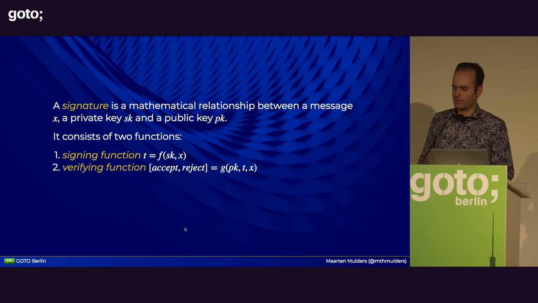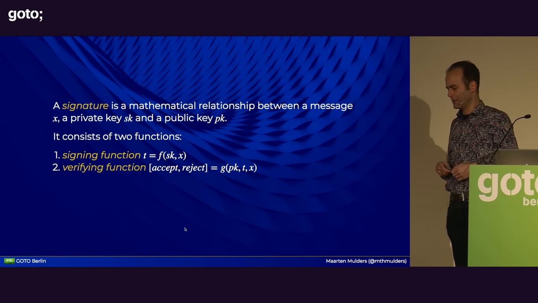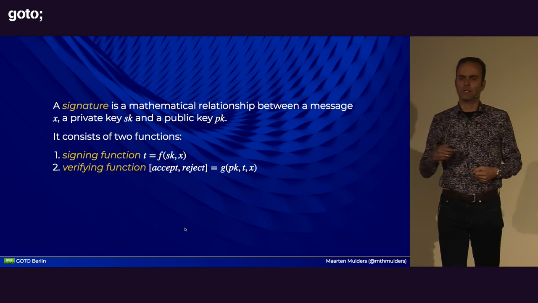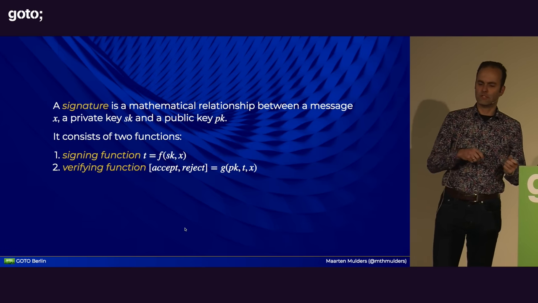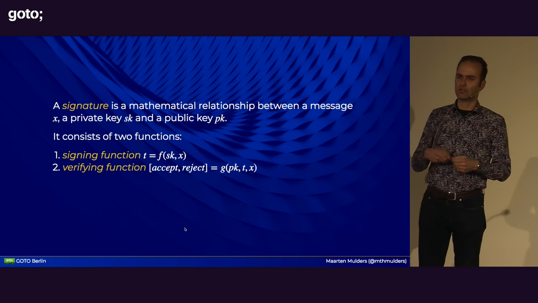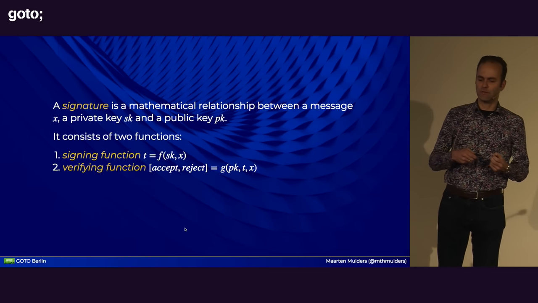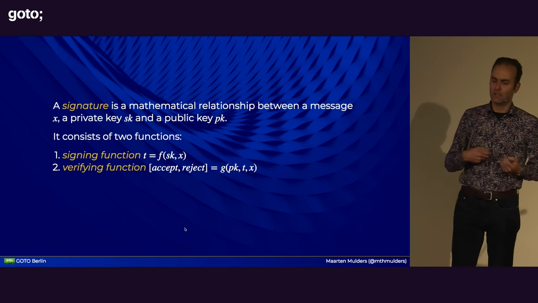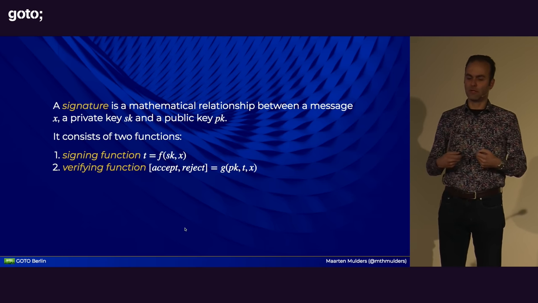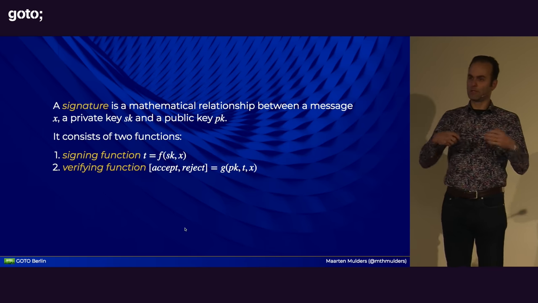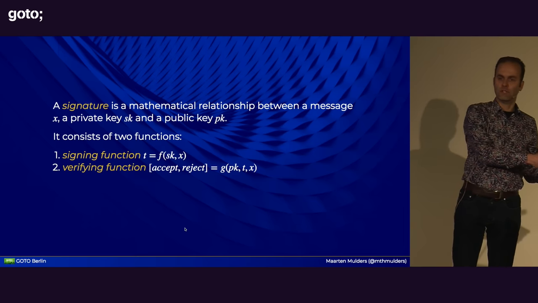Now, this is also explained using a little bit of mathematics. Basically, a signature is a mathematical relationship between a message, a private key, and a public key. And this relationship actually has two properties, two functions, a signing function and a verifying function. The signing function is used by me. I'm giving my private key, SK, I'm giving a message, X. I'm applying the function to it, and it gives me a value, T.